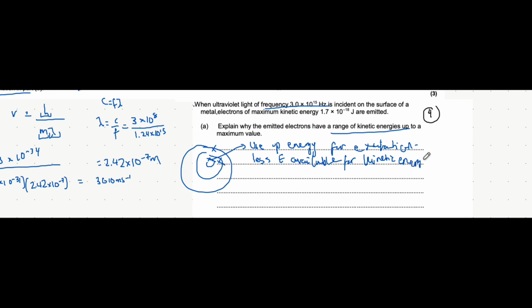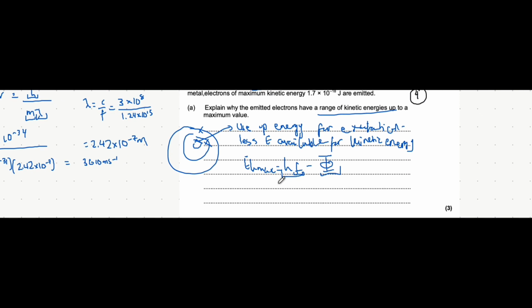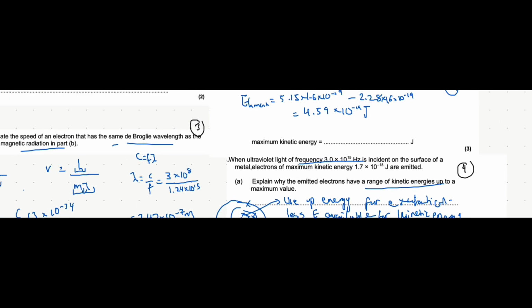Along with that, you can mention the fact that kinetic energy, the equation for it is hf minus work function. The work function of a material is constant, but the frequency of the photon might be different if it's a different photon. That would then affect the energy of the photon. If the energy of the photon was smaller, and you're doing a smaller number take away a work function, you're going to get smaller kinetic energy. If the energy of the photon was larger, you do a larger number take away work function, which will give larger kinetic energy. Hopefully that will make sense. Writing all of that up will definitely get you the 3 marks here.